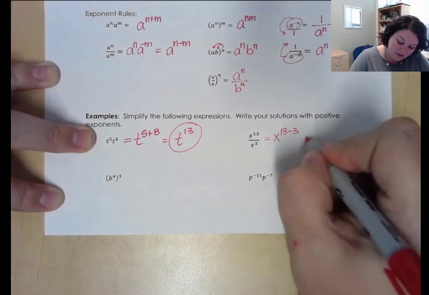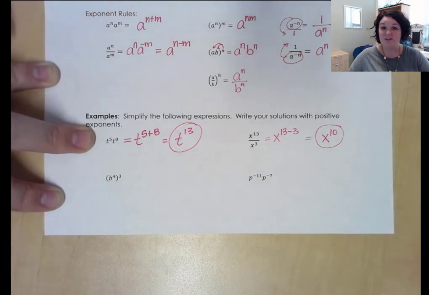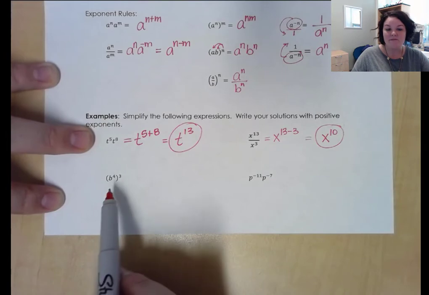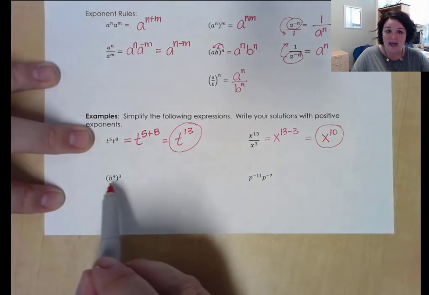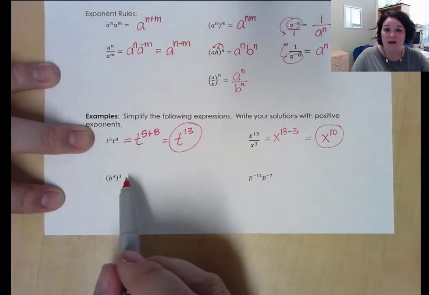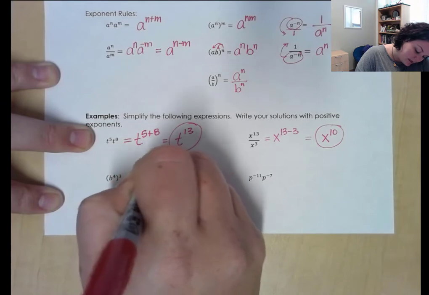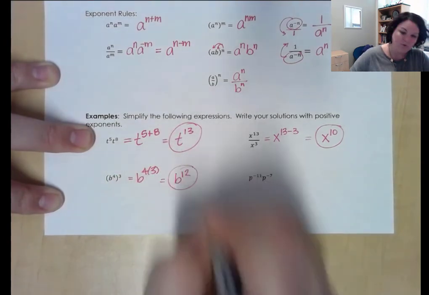So when I subtract those, I end up with x to the 10th power. So far, so good? Okay, let's look at a couple more. Here I have a base with a power raised to another power. Okay, I don't have two bases, so I'm not adding. When I have a power raised to a power, we multiply. So this gives me b to the 4 times 3, right? Which is just b to the 12th power.